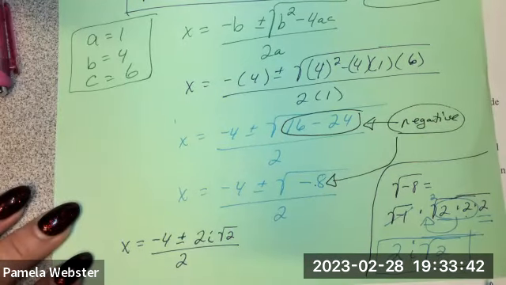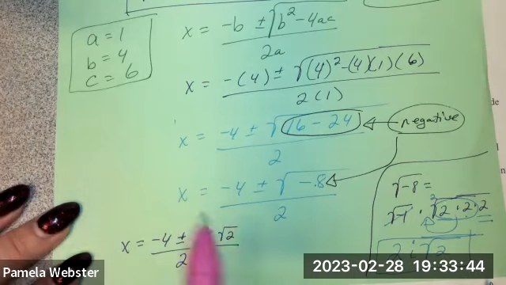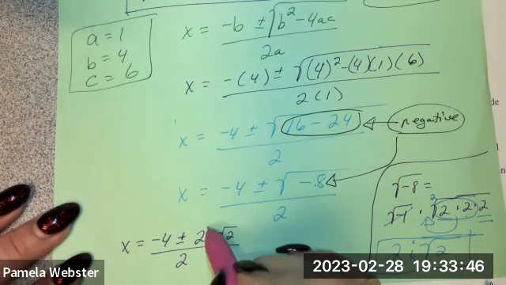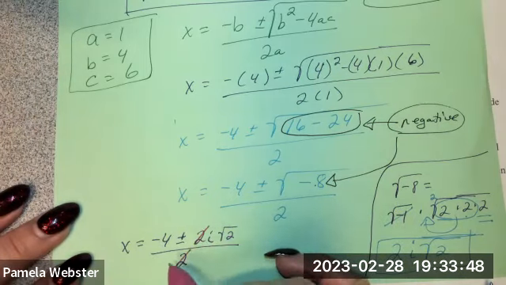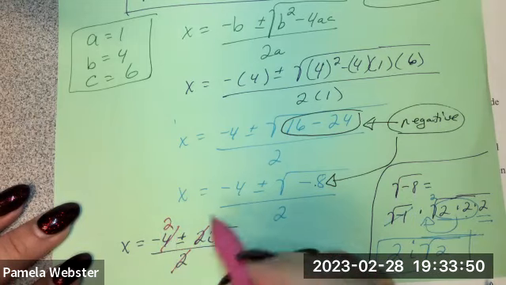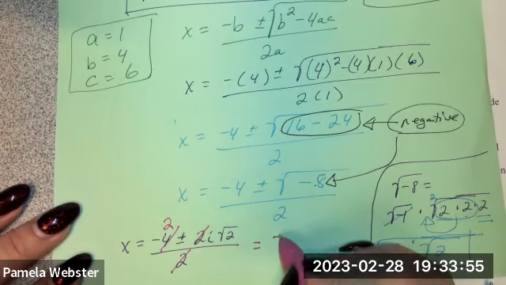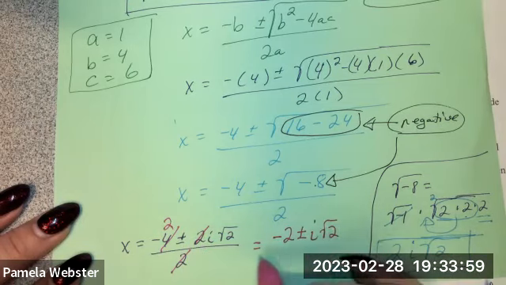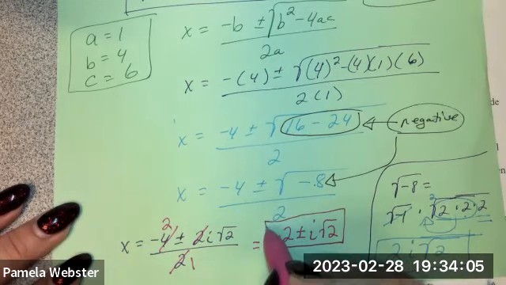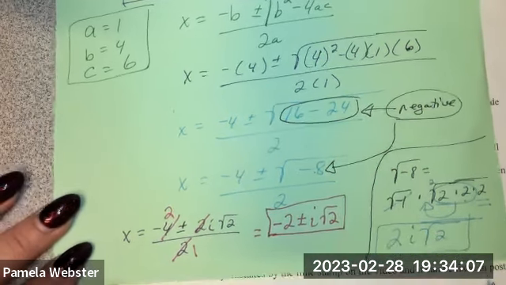Okay, we're almost there. Remember that when I have an even number, like a 2 out here, I can reduce it on the top and the bottom. But it has to come out of all of the terms. So this is going to be -2 plus or minus i square root of 2, and divide by the 2 becomes a 1. So that guy just goes away, right? So I just have -2 plus or minus i square root of 2.